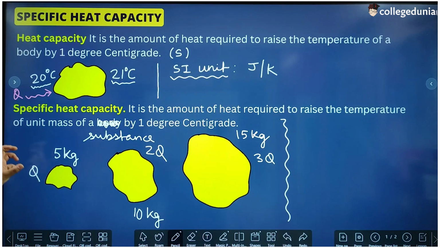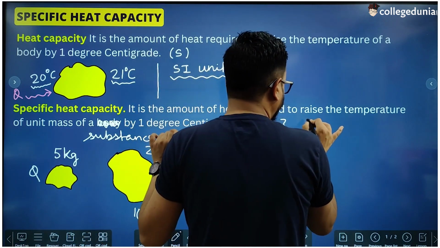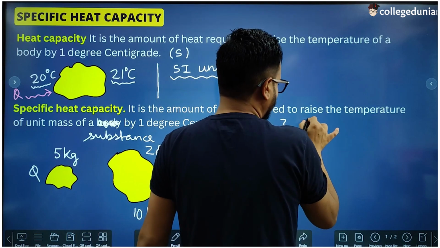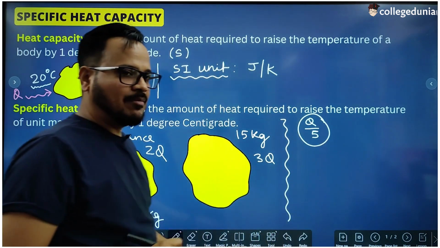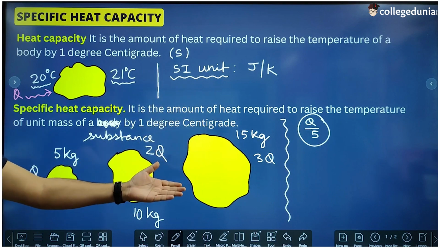If Q heat is required to increase the temperature of 5 kg by 1 degree, then what is the heat required to raise the temperature of 1 kg? That is Q by 5, right? If the mass of this body was 1 kg, then the amount of heat required is 1/5 of Q, so that is Q by 5, right?